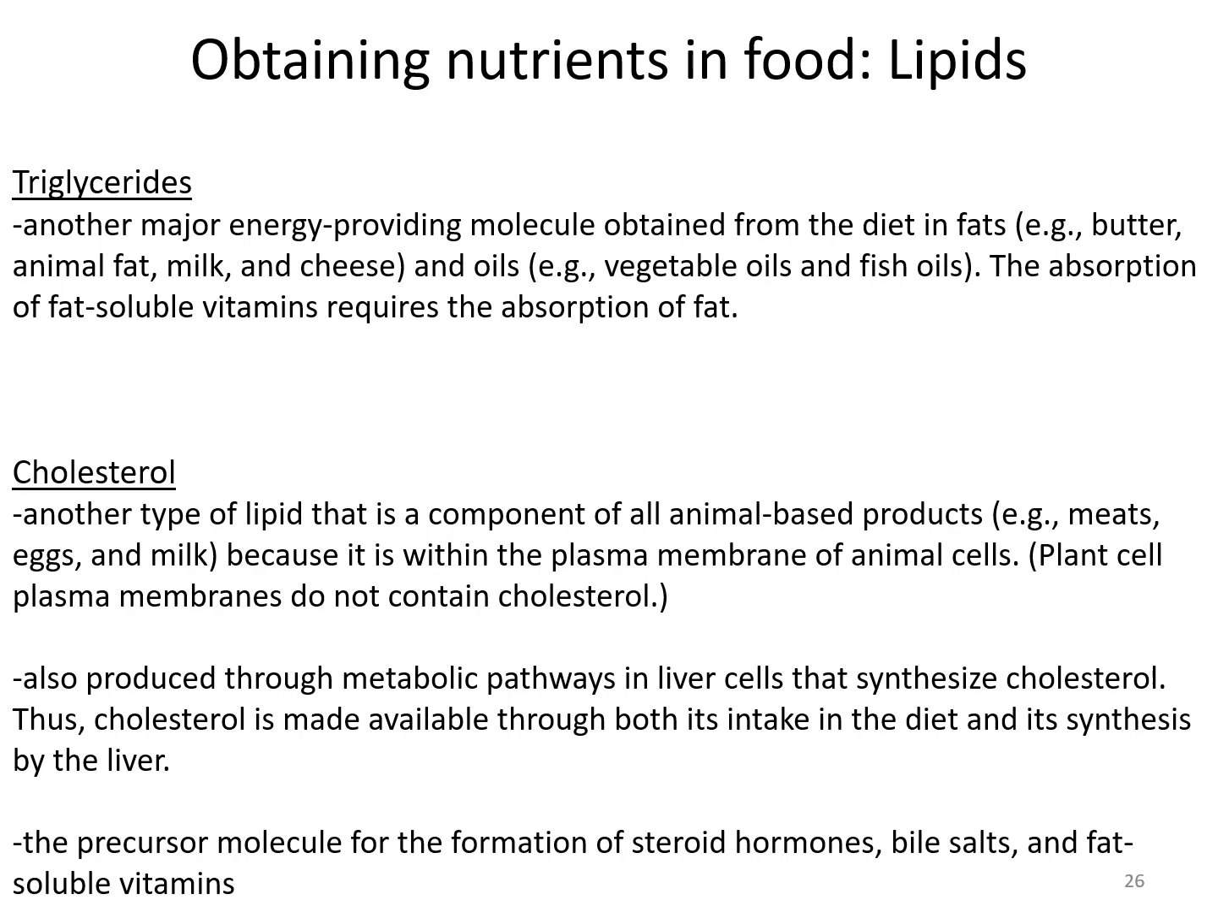One important thing about cholesterol is it's a precursor molecule for the formation of steroid hormones, estrogen, progesterone, testosterone, bile salts, and also fat-soluble vitamins.